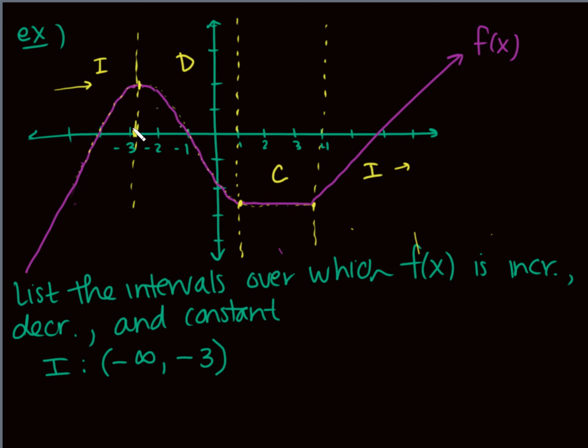I don't care what the y values are doing. All I care about is, are they getting bigger or are they getting smaller? And then where else are my y values getting bigger? From about 4, although my graph isn't always perfect, all the way to infinity.